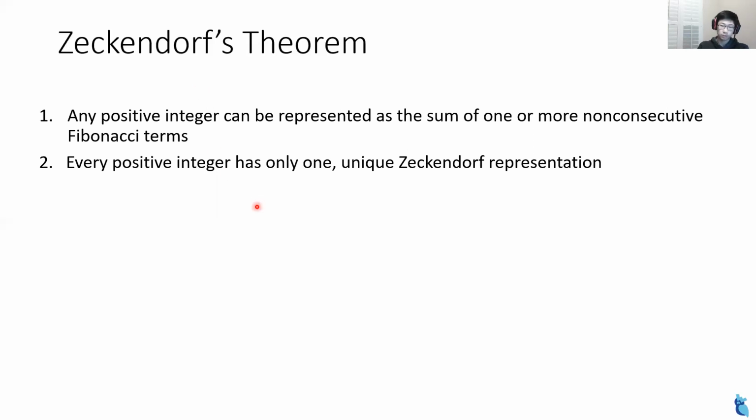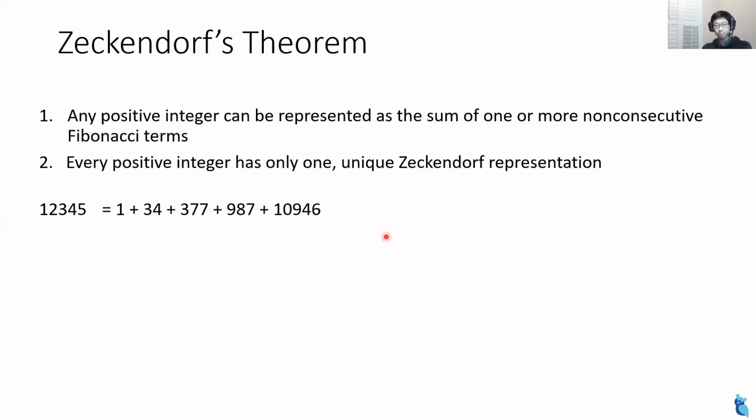So to put this in an example, we have 12345. Its Zeckendorf representation is 1 plus 34 plus 377 plus 987 plus 10,946, where 1 is the first Fibonacci term, 34 is the ninth Fibonacci term, 377 is the 14th, 987 is the 16th, and 10,946 is the 21st. Now technically, yes, the 1 could be represented as either the first or the second Fibonacci term, but for our purposes, we can only assume 1, although technically it would invalidate the second part, but we just ignore it because it's such a small discrepancy.